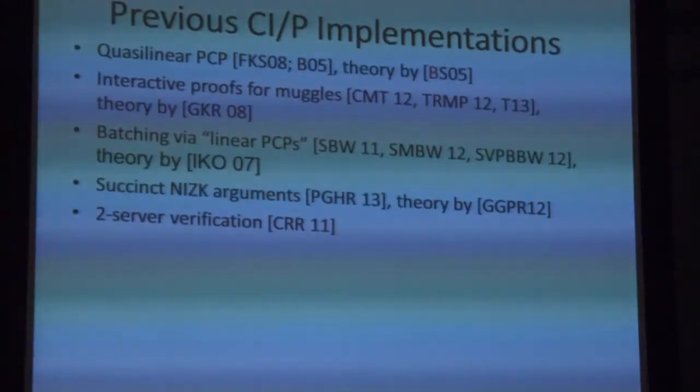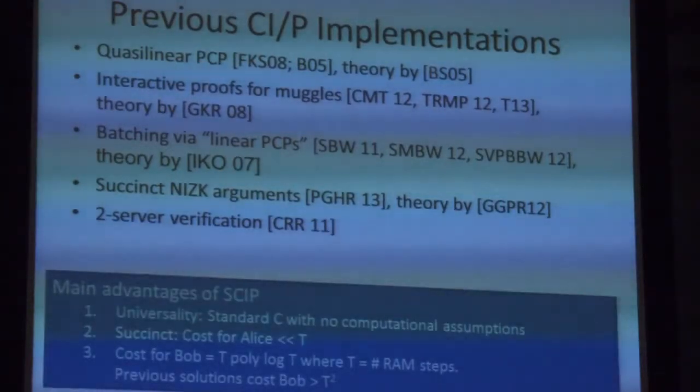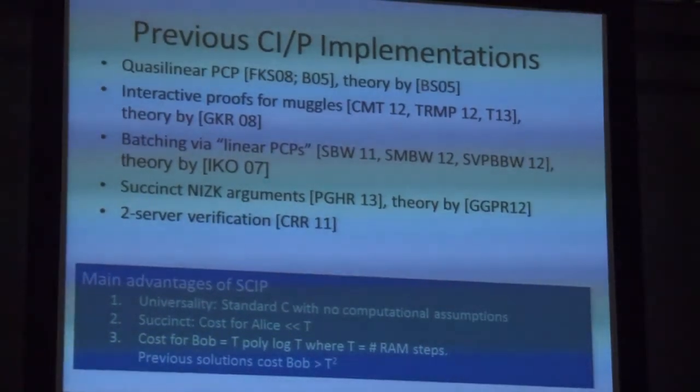There have been in the past a few implementations of parts of things, either computational integrity or computational privacy in certain settings, and there's a list of works there. I'll put the slides online and you can check the references there. The main advantages of our new system are, first of all, universality. It will start with standard C programs, with loops and arrays and memory allocations and everything. And it will be succinct, so the cost of Alice will be much smaller than the running time of the program, and the cost for Bob will also be manageable. Bob has to put some extra effort in order to generate the signature, but it will be something manageable.